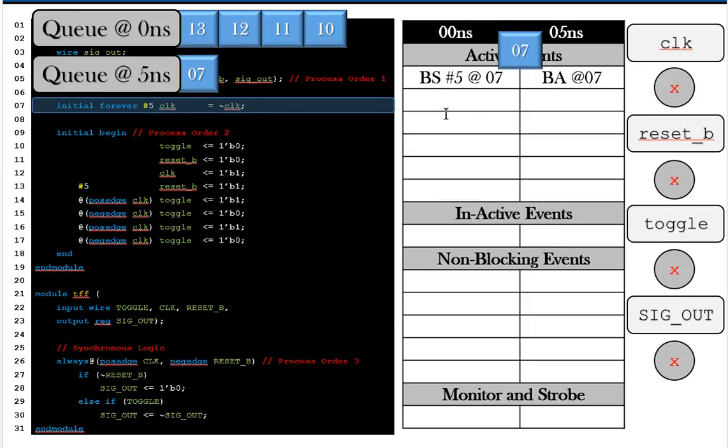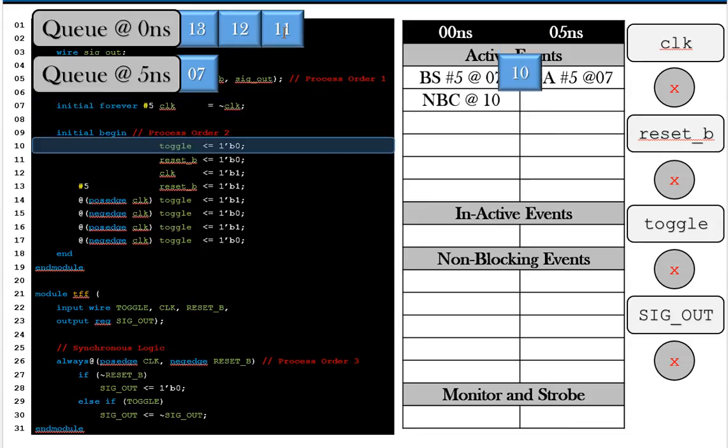So, with that said, we're still in time zero. We need to go to the next element in the queue. That's at line 10. Now, this is a non-blocking capture. The interesting thing about this is we capture the right-hand side first, and then only after all the active events are complete do we come back and then assign them.